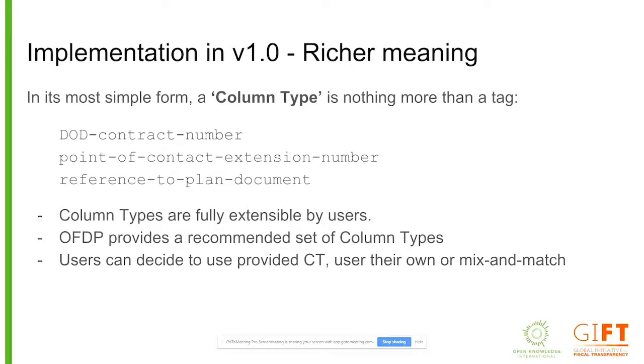Then skipping over this one. In its most simple form, and this is useful to mention, it could be just a tag. So this is, again, making it easy for you to start out using the column types just as a way of referencing specific types in your data. But if you're more advanced, you can extend it further and you can build the taxonomy that I mentioned earlier with the relationships between programs, for example, using a mix and match types approach.